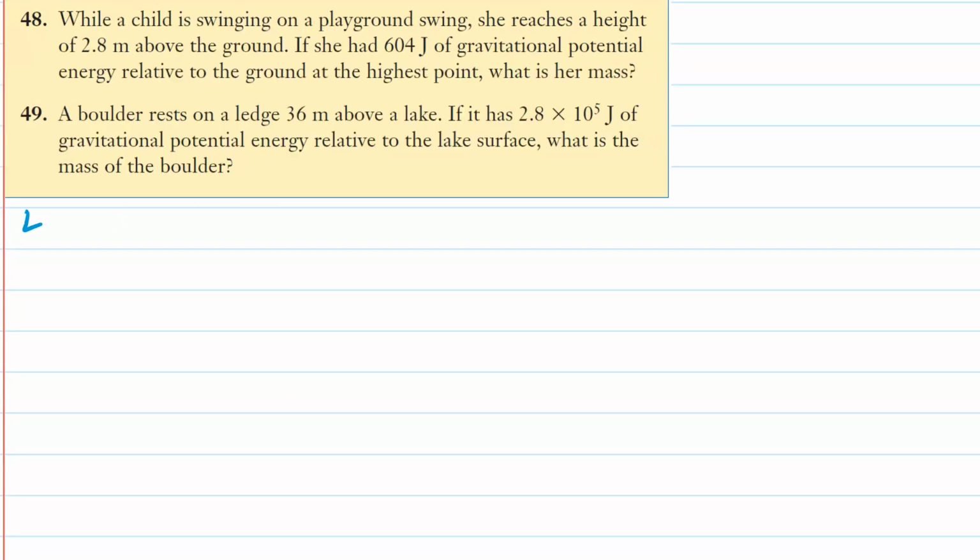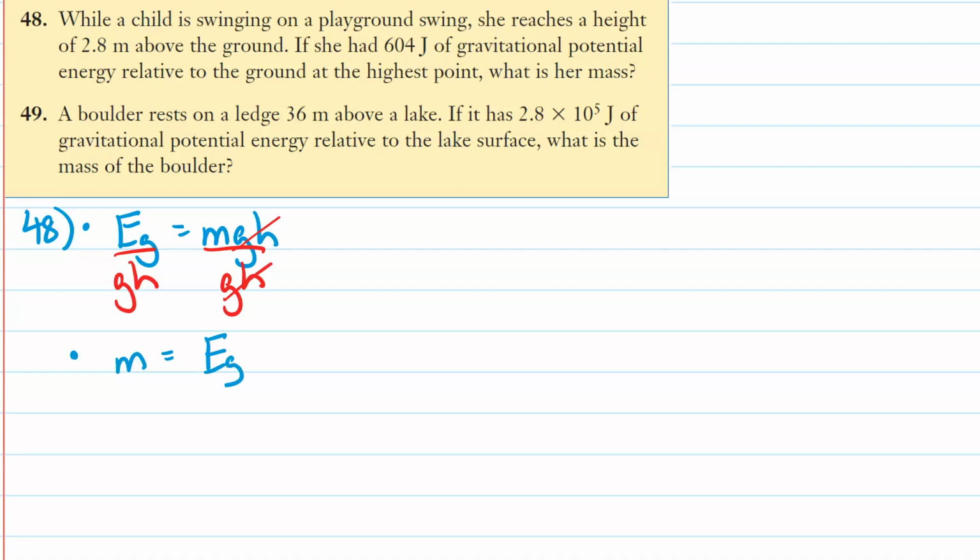Final 2 questions. Let's look at 48. A child is swinging on a playground swing. She reaches a height of 2.8 meters above the ground. She has 604 joules of potential energy relative to the ground at that highest point. So what's her mass? Eg equals m times g times h. We want mass, so we divide both sides of the equation by g times h. And we'll end up with mass equals Eg divided by gh.